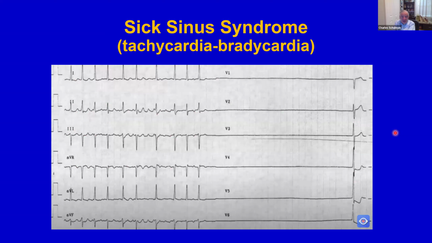Now, this is the sick sinus syndrome, or tachycardia-bradycardia. Here you have a rapid rhythm, narrow complex, irregular, no P waves. This is atrial fibrillation, which then converts with a 5-second pause. That's why it's called sick sinus syndrome, because the sinus node is supposed to take over here. In order to treat this atrial fibrillation, you need a pacemaker in order to prevent this sort of thing.